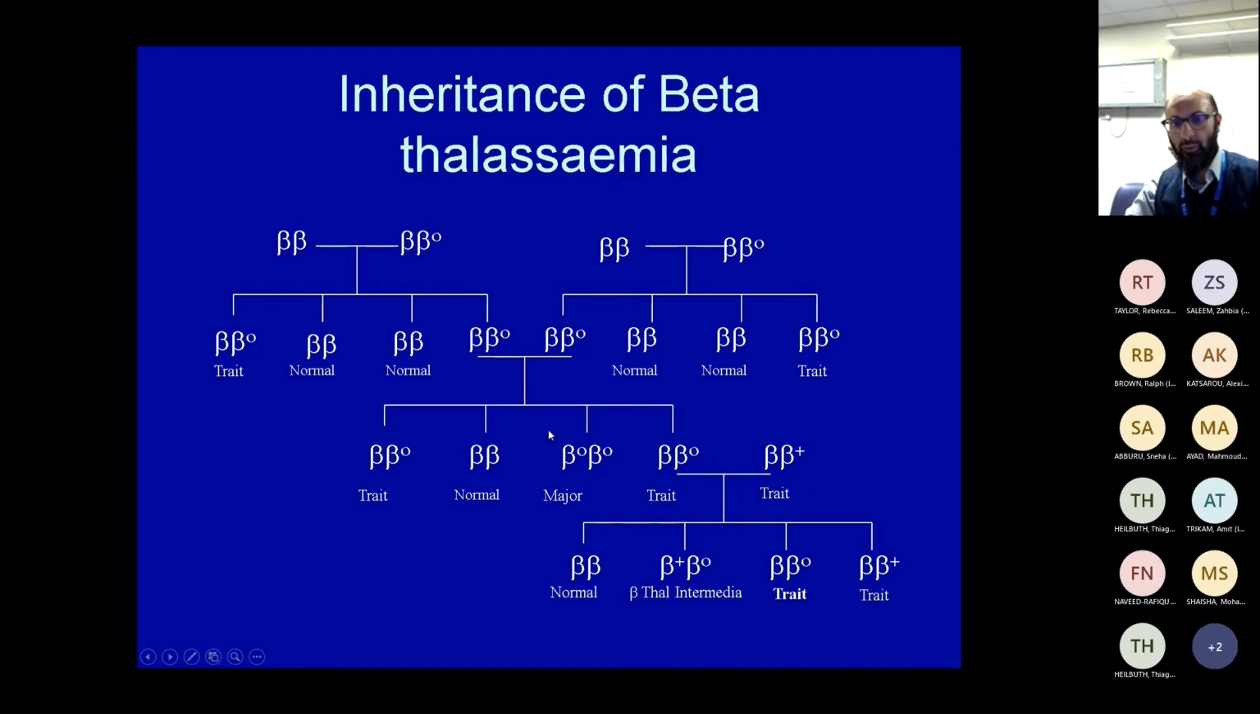Okay, so we talked about the carriers, we talked about normal individuals, and we talked about homozygous individuals who are affected with thalassemia major. But we can also see here that there are individuals who have something in between, which we have called thalassemia intermedia. That can result from an individual who has a beta0 and a beta plus mutation, or two beta plus mutations can also result in thalassemia intermedia.